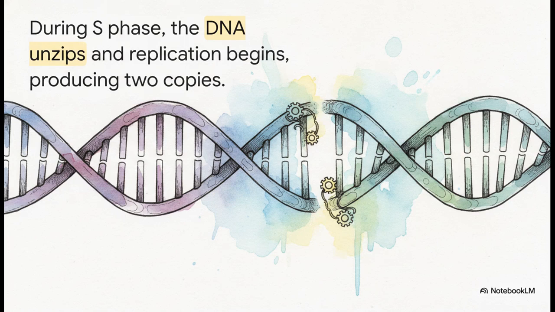Now, the most crucial moment in that S phase happens when the double helix literally unzips. As replication kicks off, the cell rapidly creates two perfect, identical copies of every single chromosome. Once this happens, there's no going back. It is the ultimate point of no return for cell division.